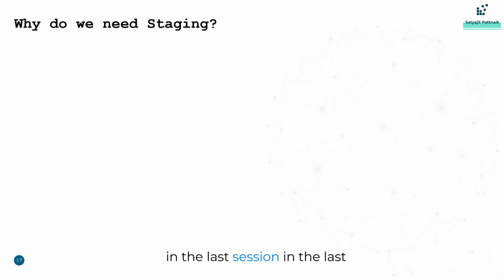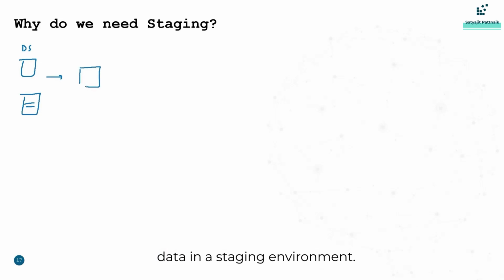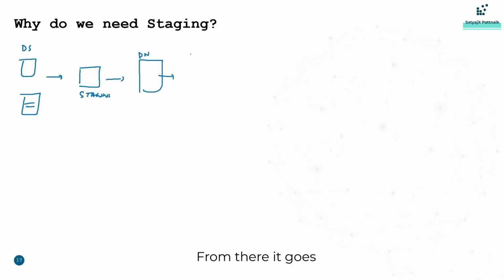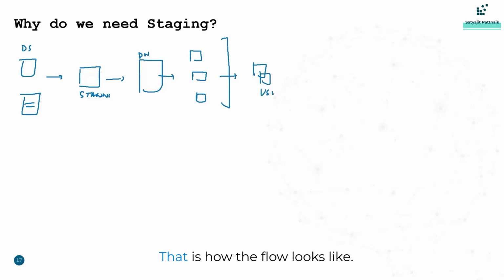In the last video, we talked about the staging environment. Let me just draw again and explain. Let's say we have some data sources, be it from your operational system or file system or any other system, and then you are storing the data in a staging environment. From the staging environment, it goes into the data warehouse. From there, it goes to data marts. And from there, it goes to the users. That is how the flow looks.